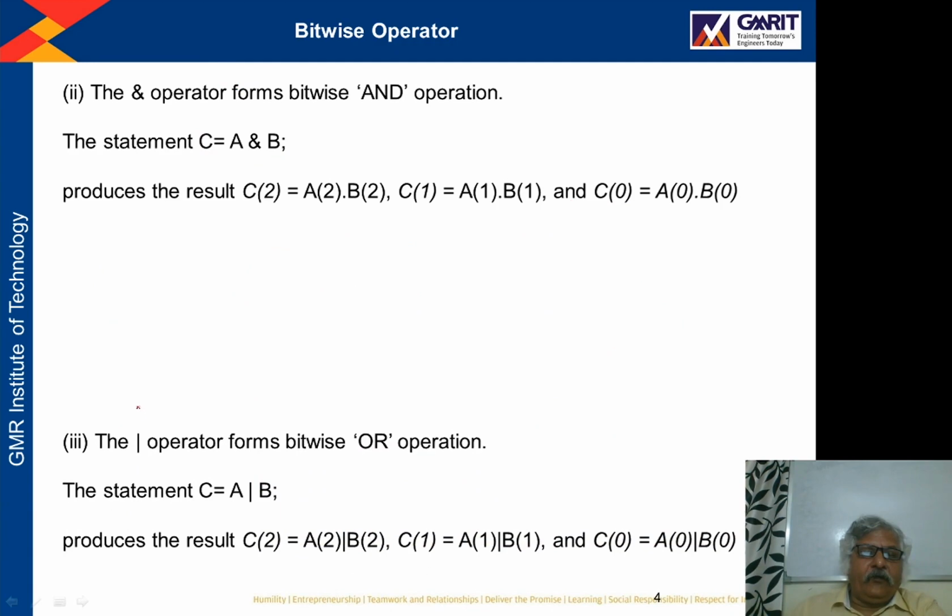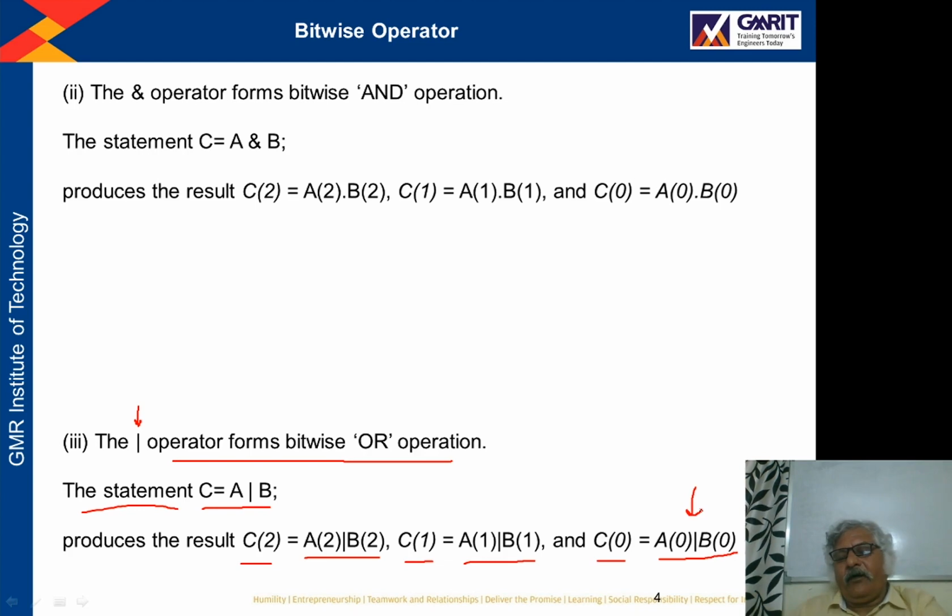Now this vertical bar, this operator performs bitwise OR operation, right? So for example, C is equal to A vertical bar B, right? So the produced result will be C2 will have A2 or B2, C1 will have A1 or B1, and C0 will have A0 or B0, right? Because see here we are having vertical bar, this indicates OR operation has to be performed, right?